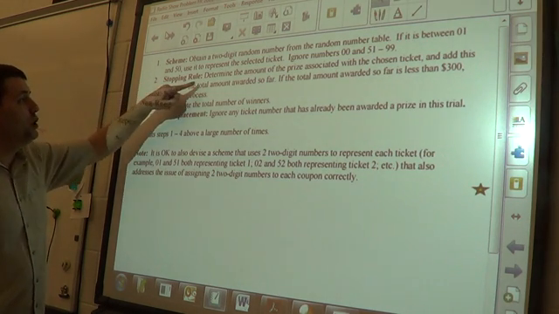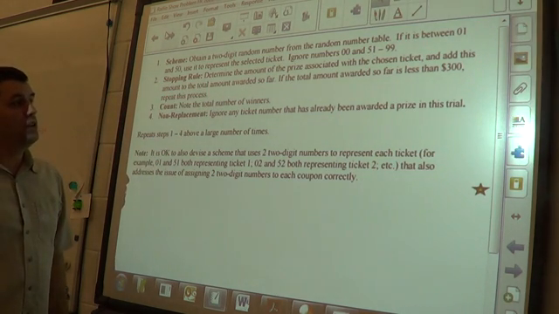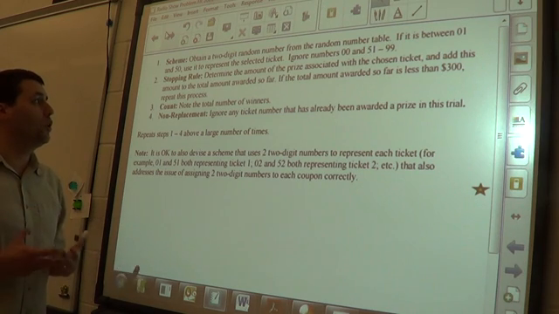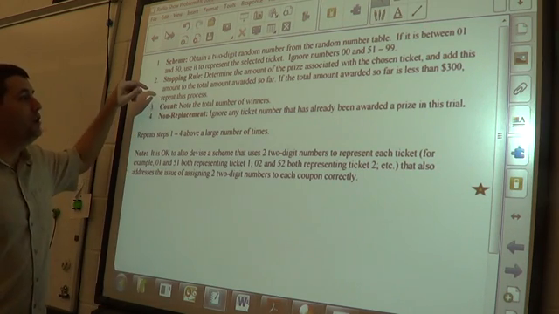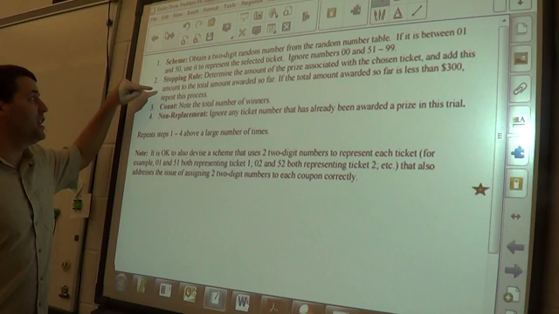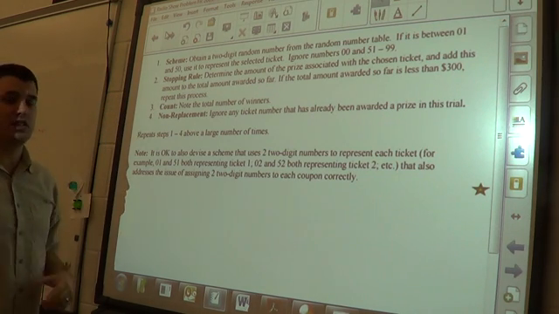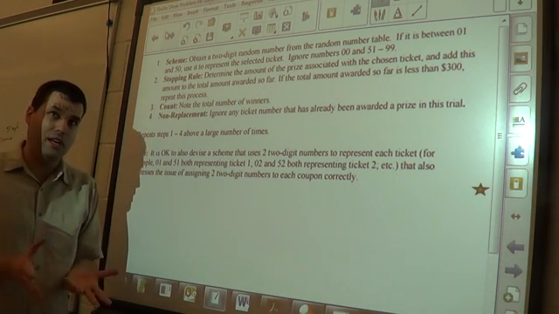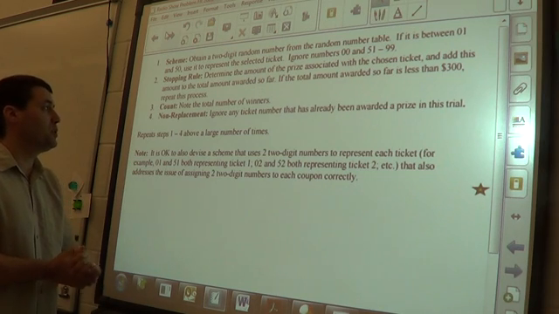Stopping rule: determine the amount of the prize associated with the chosen ticket and add this to the total amount so far. If the amount awarded so far is less than $350, repeat this process. That's unusual. It's not a certain number; we don't know how many times it's going to take. We just do it as many times as we need.